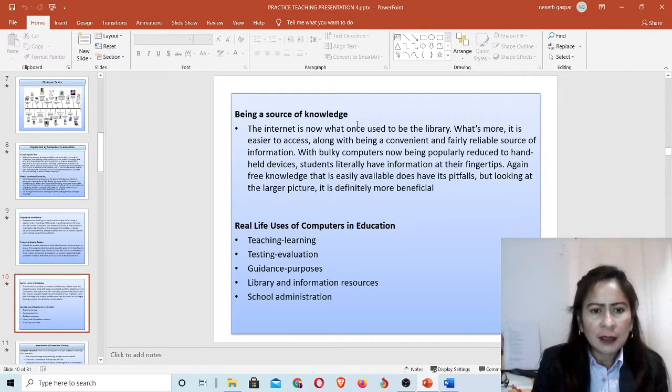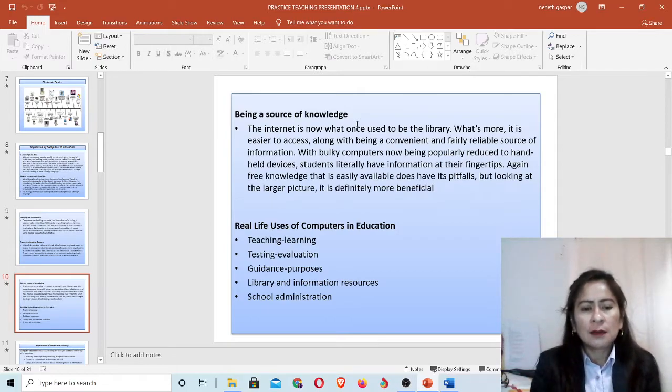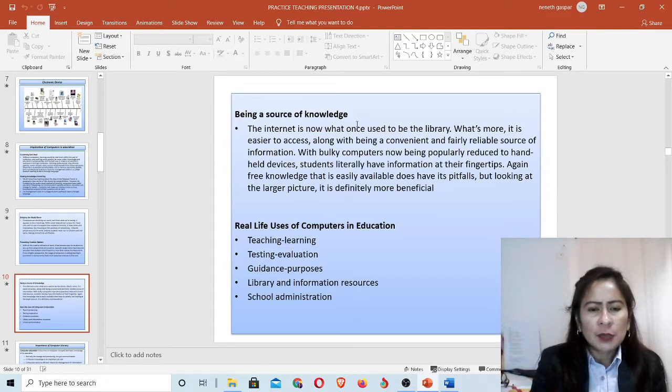Next, real-life uses of computers in education. We have teaching and learning, testing, evaluation, guidance purposes, library and information resources, and school administration. These are the real-life uses of computers in education.